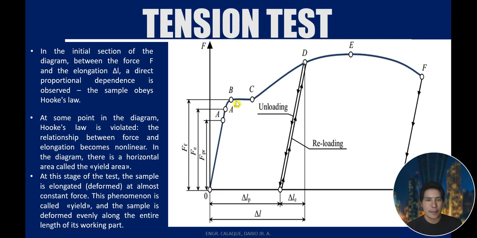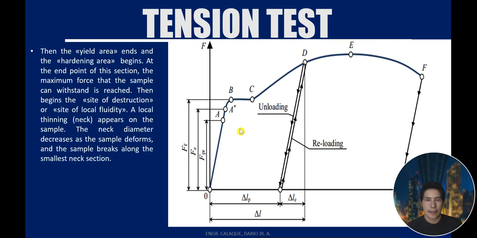No? So, makikita mo yan dito. No? Medyo non-linear na siya. Hindi na siya naka-line. No? Non-linear. In the diagram, there is a horizontal area called the yield area. Itong horizontal na to, we call it yield area. Okay? So, at this stage of the test, the sample is elongated or deformed at almost constant force. This phenomenon is called yield. Okay? Yung parang nag-deform siya, we call it yield. So, the sample is deformed evenly along the entire length of its working part.